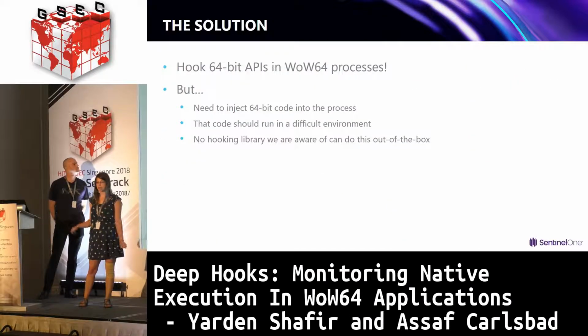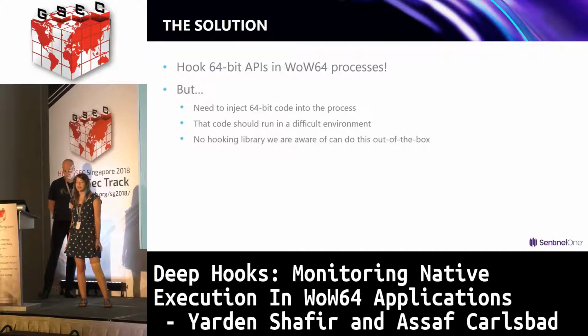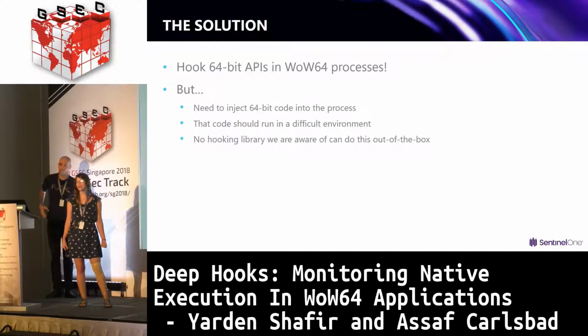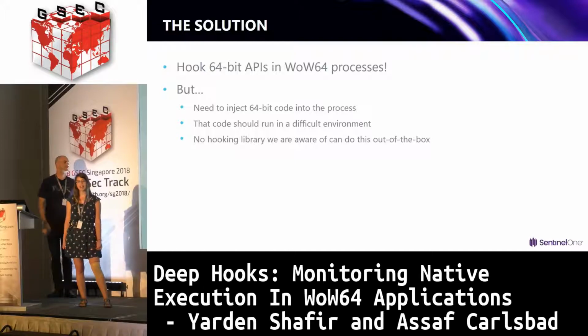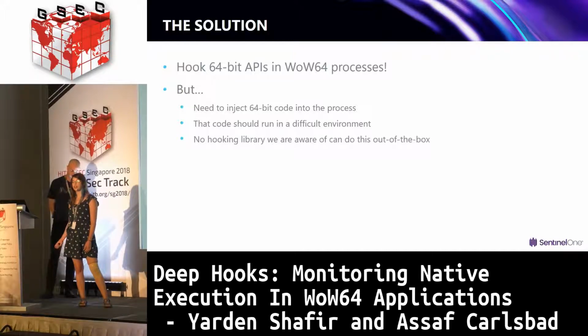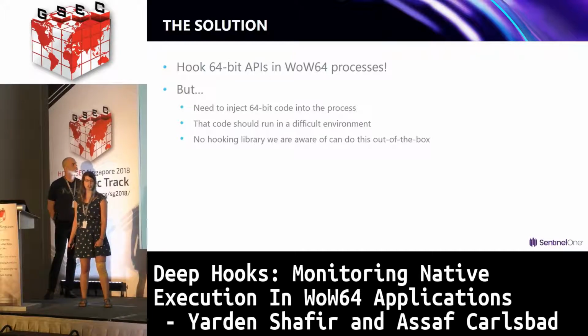We want to address this problem by hooking the 64-bit API functions directly. This sounds easy, just do the same thing, but actually it wasn't as easy as we thought. First, we had to inject 64-bit code into the effectively 32-bit process. For that, we need an injection technique capable of doing that, so we'll see a couple of these. Then we can't just inject any 64-bit code, as it faces a few limitations when running inside of a WoW64 process. And finally, we actually need a hooking engine capable of working in such an environment, so we'll modify an existing one to allow it to run under such conditions.